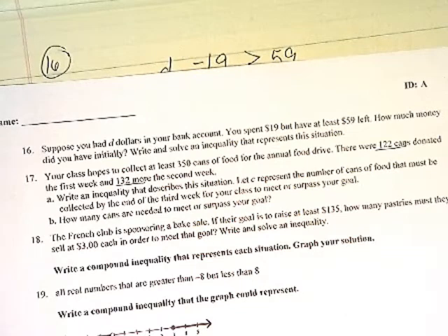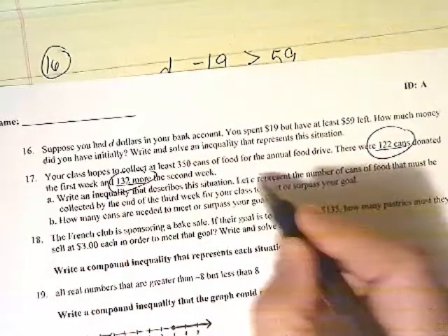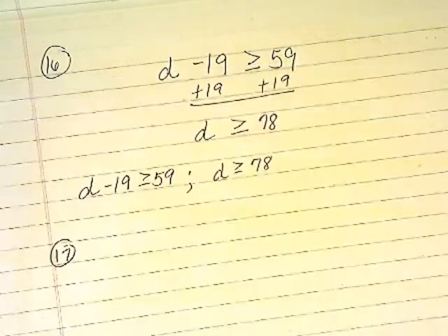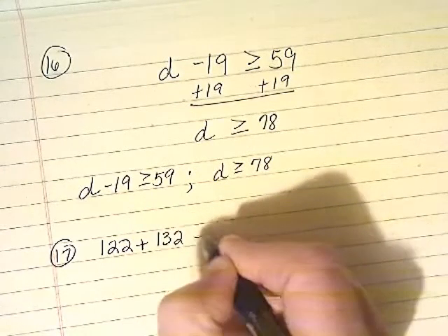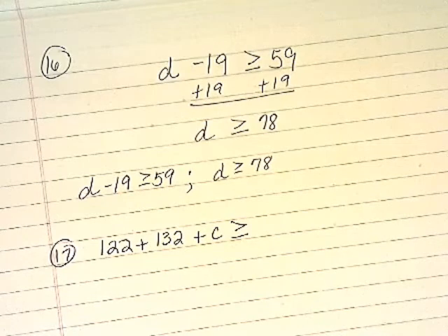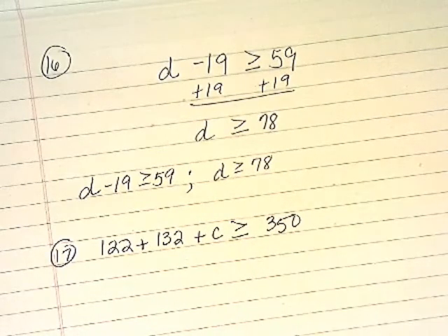Let C represent the number of cans that must be collected for the third week for you to meet your goal. So you want that and that and that to be at least 350, which means 122 plus 132 plus the cans for the third week need to be bigger than or equal to 350. So there's my inequality. And then they ask me to solve it. How many cans would that take?